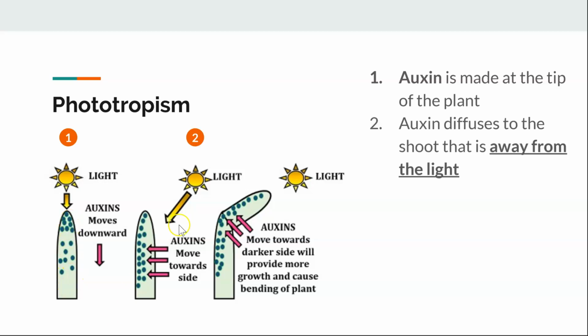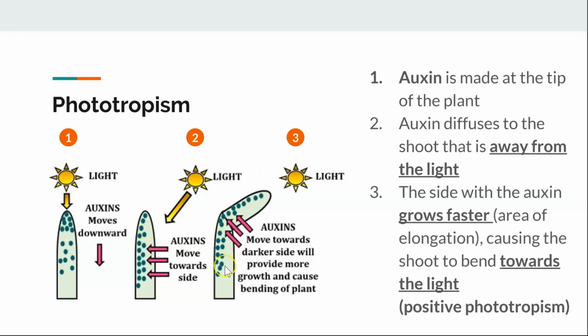But if light hits the plant from one side, then auxin will diffuse to the other side of the plant. So auxin will diffuse to the darker side. This will cause the darker side to grow faster. We call that the area of elongation because it's growing faster. Because it grows faster, it will bend the whole shoot towards the light. And we call that positive phototropism because the movement of the plant is towards the stimulus, which is the light.